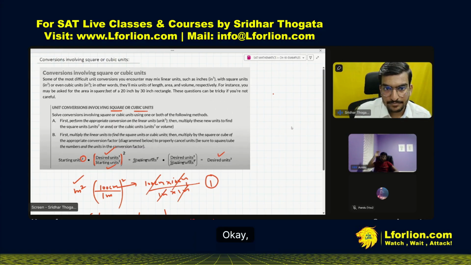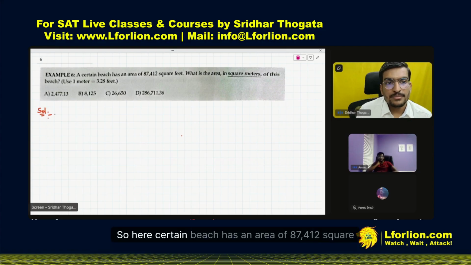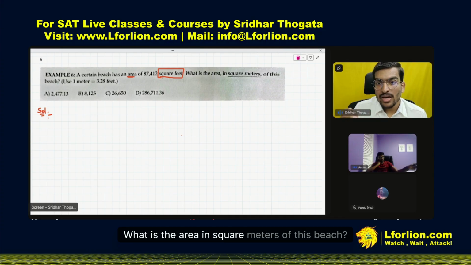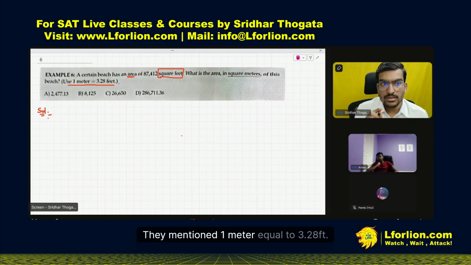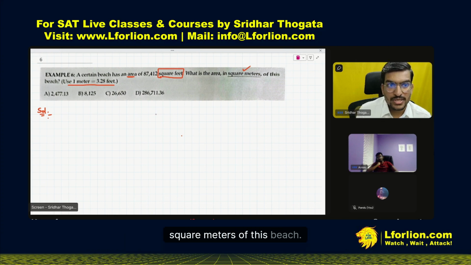Okay, let's go to question number 6. Here a certain beach has an area of 87,412 square feet. Area in square feet. What is the area in square meters of this beach? Use 1 meter equals 3.28 feet. They mentioned 1 meter equal to 3.28 feet. They're asking us to find the area in square meters of this beach.